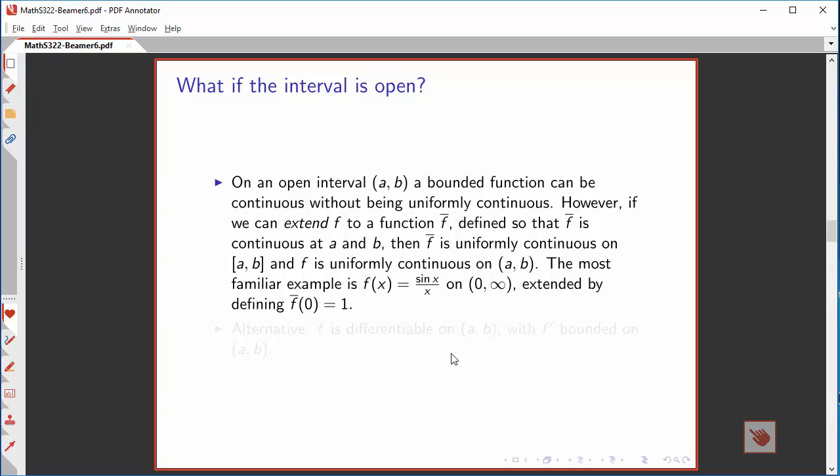If we're willing to jump ahead and use a little bit of calculus, there's a nice alternative. If a function is differentiable on an open interval and the derivative is bounded on that open interval, then we can be sure that the function is not merely continuous, but uniformly continuous.